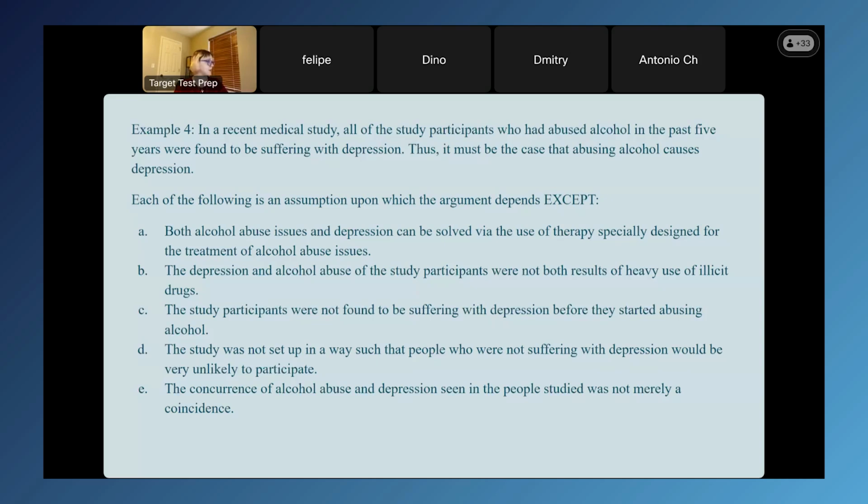And E, the concurrence of alcohol abuse and depression seen in the people studied was not merely a coincidence. So it wasn't just like they randomly happened at the same time. That is also important to the argument. So I believe A is our best choice.